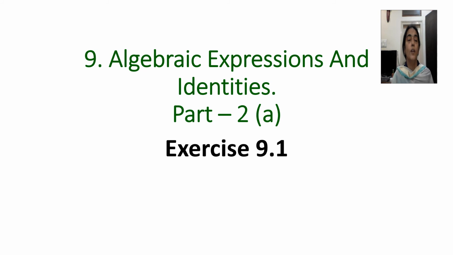Hello children, we meet again in part 2 of algebraic expression and identities. In this part, we will be starting with exercise 9.1, which is based on all what we have studied in our first part, that is what is meant by terms, coefficient, monomials, binomials, trinomials, and what is meant by like terms and unlike terms. So let's begin with exercise 9.1.